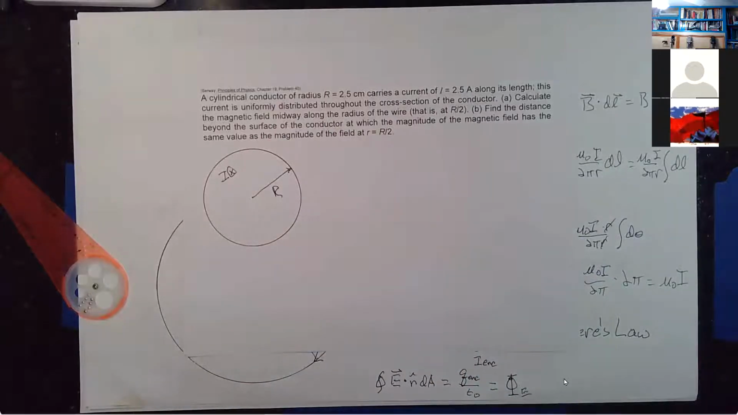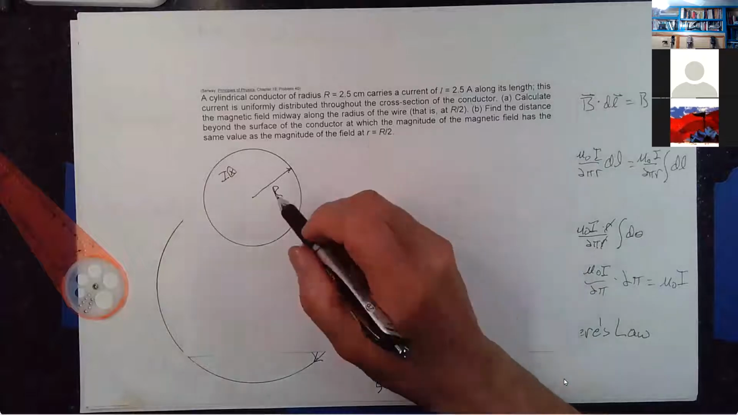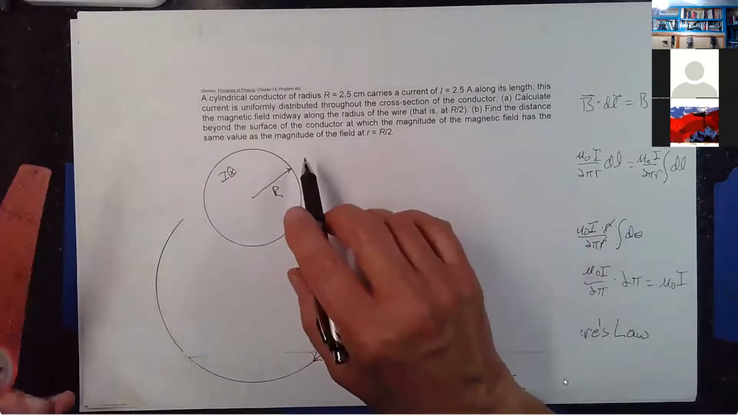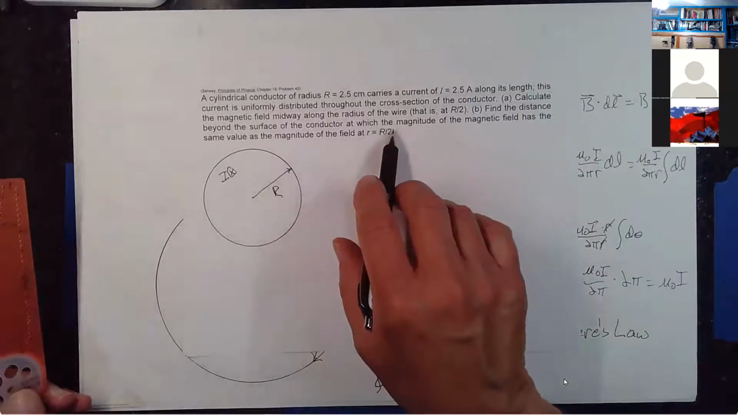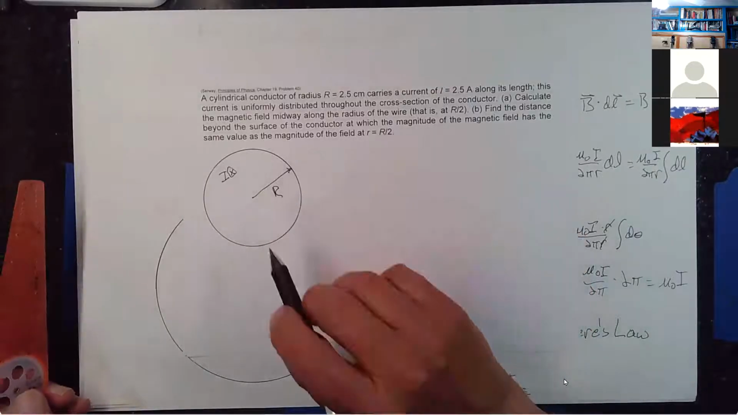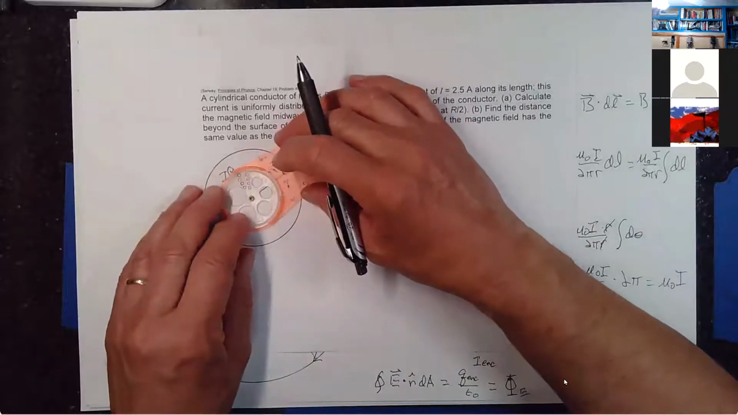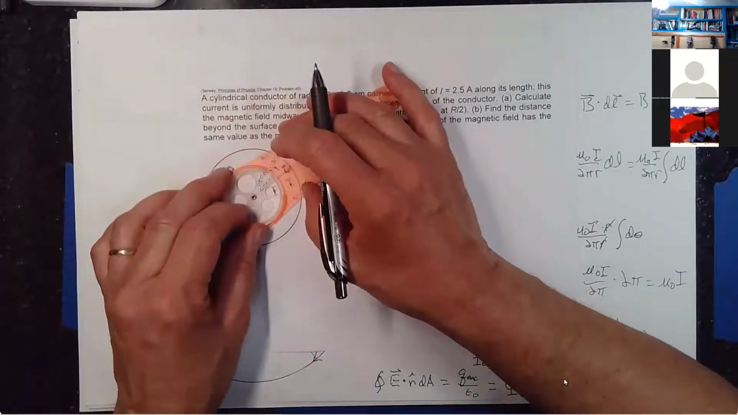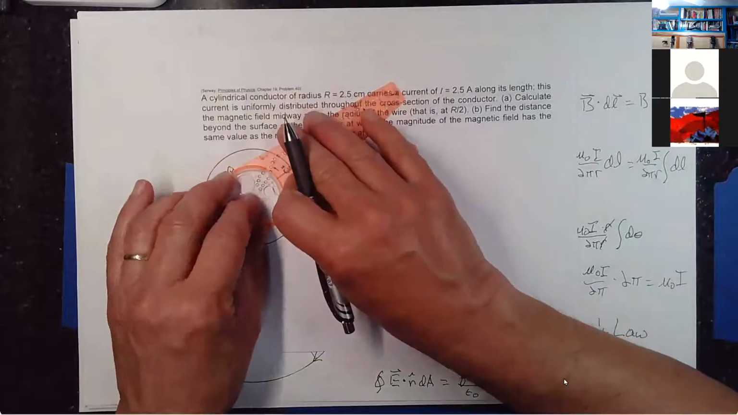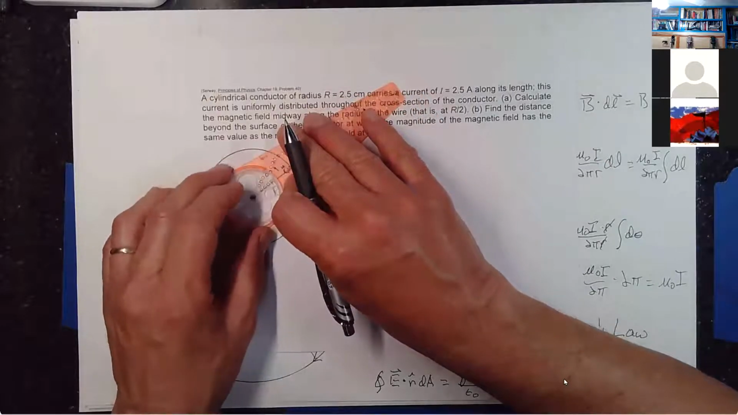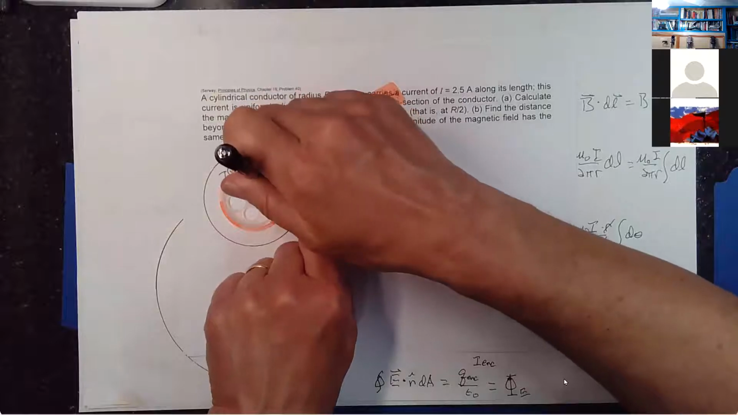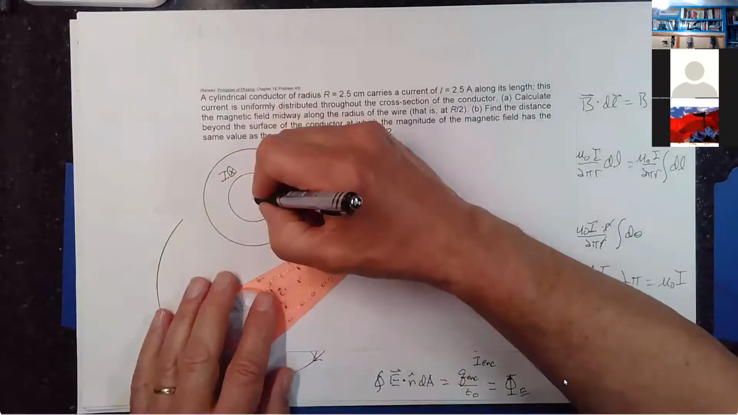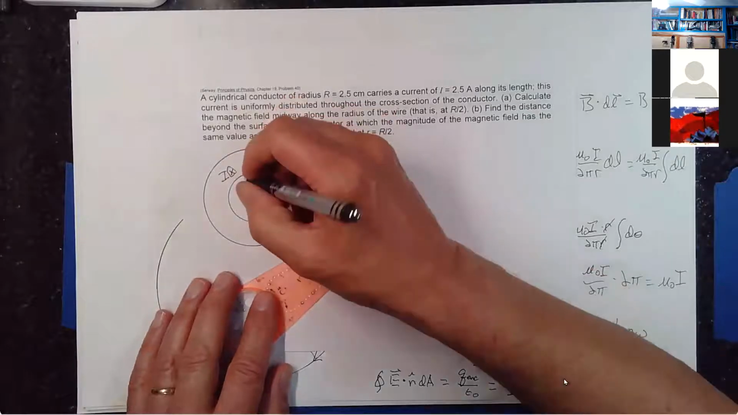Calculate the magnetic field midway along the radius of the wire, that is at R/2, and find the distance beyond the surface of the conductor at which the magnitude of the field has the same value. Okay, so I want to pick a spot that's about halfway out here and integrate along that path. Well, let's see. Looks like that will work. So here's my little R/2 circle.